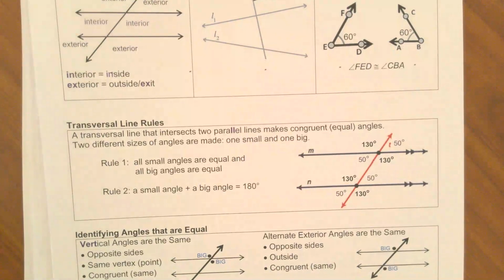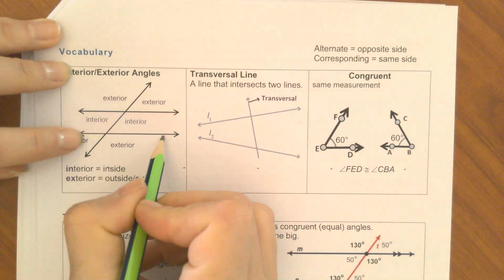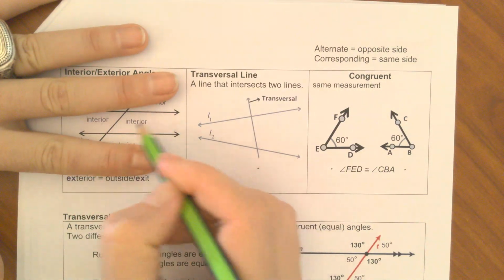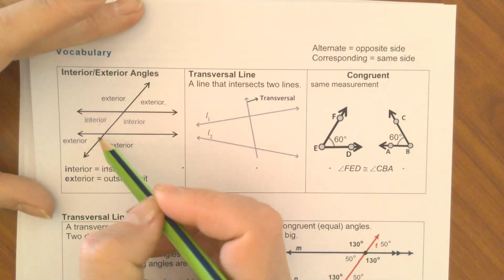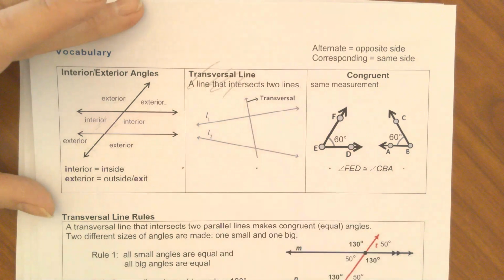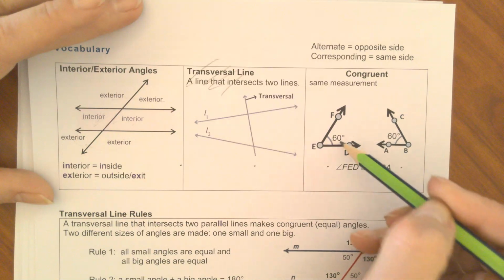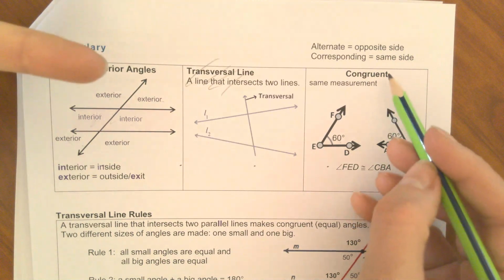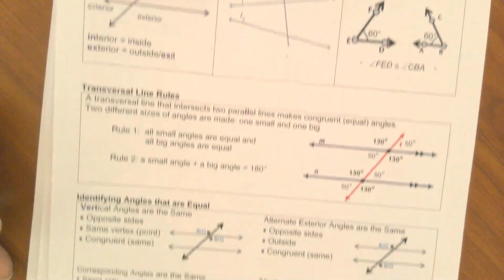So, vocabulary. When we have two parallel lines and we cut it with another line, this is the inside, interior, and these are the exterior angles. These are the interior ones, these are exterior. Don't really need to know that word. When I have two angles that are exactly the same, like 60 degrees and 60 degrees, instead of saying that they are the same measurement, we use the word congruent. Congruent just means same. Okay?